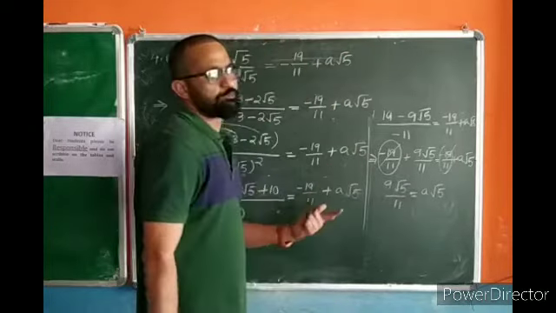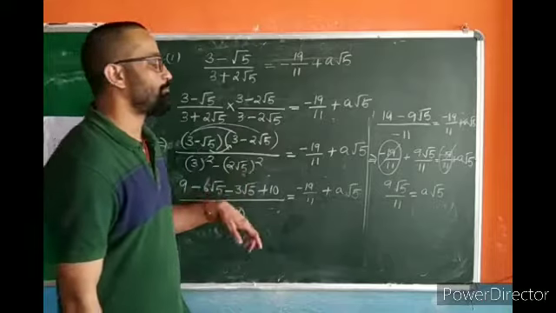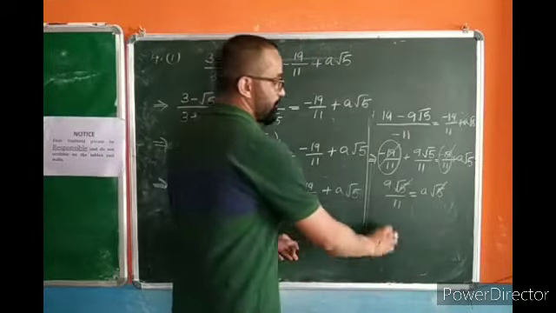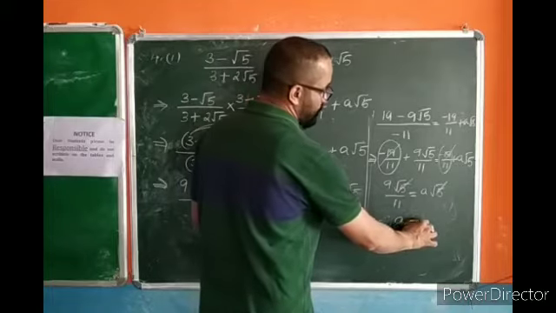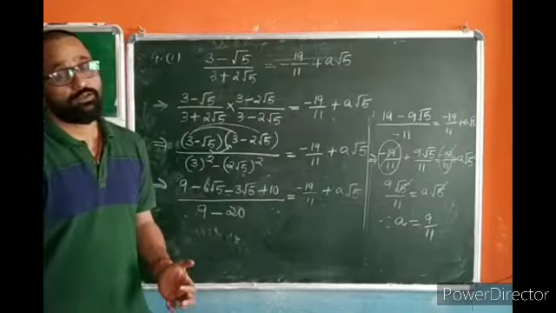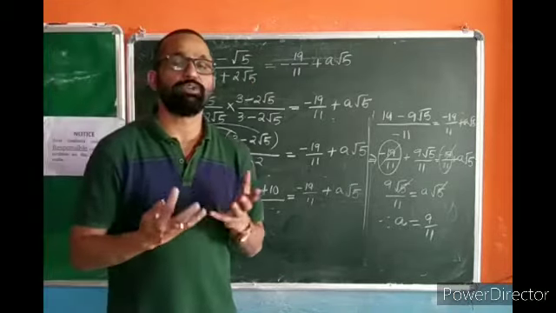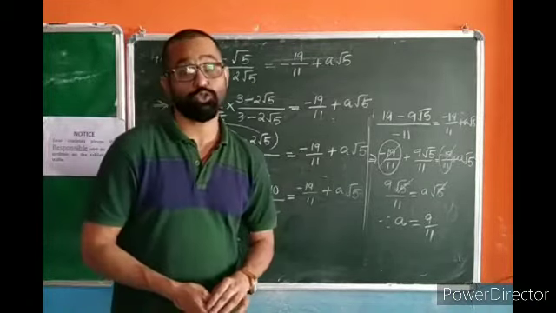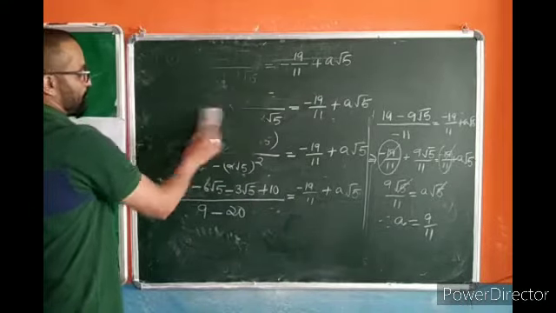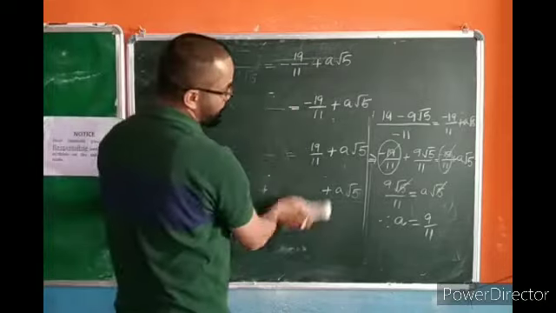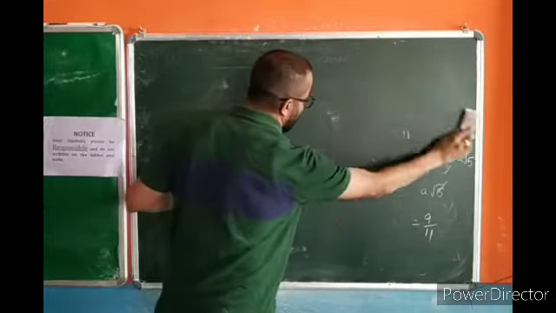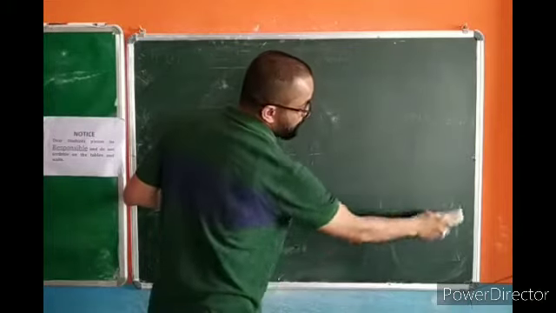You can cross multiply and calculate, or you can compare it. Root 5, you can cancel. Therefore, A is equal to 9 divided by 11. This is the answer. Similarly, we can calculate B also if there was B in the question. Because question says that A and B are rational numbers, when you simplify the sum, values of A and B must come rational.